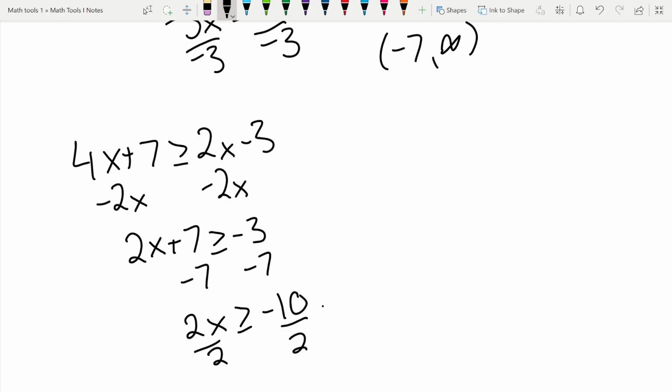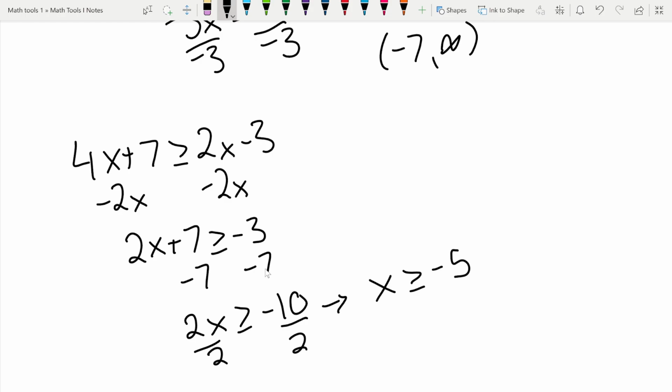So we get x is greater than or equal to negative 5. Okay, so don't be confused by the negative on the right side, right? It's only if we're dividing by a negative or multiplying by a negative that we would need to flip the sign. Okay, so we get x is greater than or equal to negative 5.